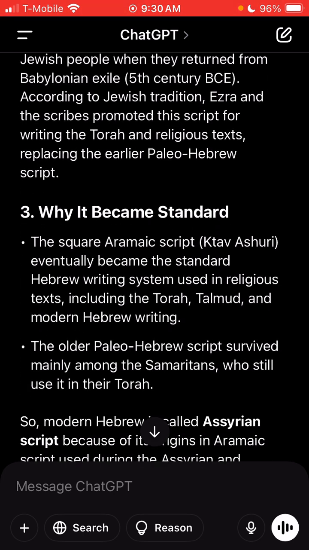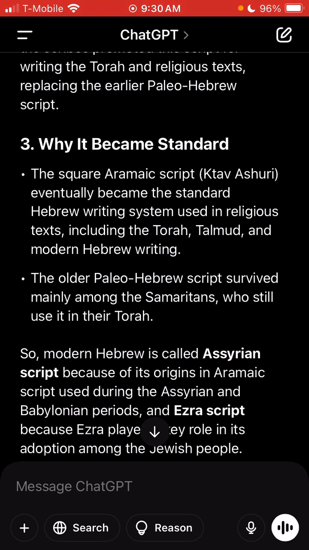Why it became standard: the square Aramaic script, Ketav Ashuri, eventually became the standard Hebrew writing system used in religious texts, including the Torah, Talmud, and modern Hebrew writing. So this is what we have today. It makes sense why the Paleo-Hebrew pretty much disappeared over time in that region. And why you also had the Paleo-Hebrew here in the Americas, because you had that northern kingdom that came over here.